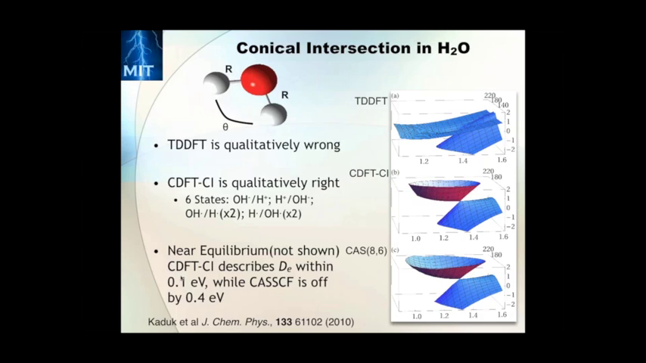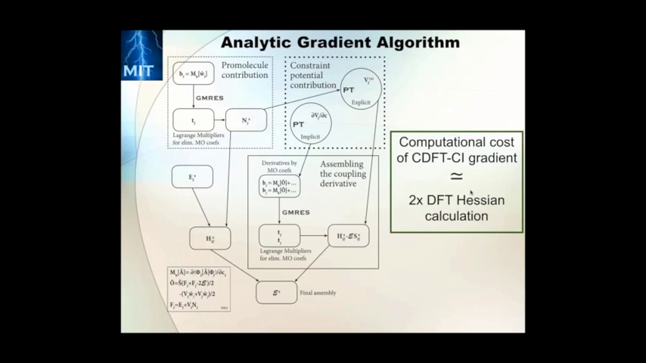And then the other big thing that we put a lot of time into is, okay, well, fine, you can get these energies, but in order to do things like molecular dynamics and to locate conical intersections, you really need to be able to get analytic gradients. And so we've implemented the analytic gradients. This is just a diagram of all the work that it took to do that. But as an informational piece, you can currently do gradients of CDFT-CI, and they are about twice as expensive as computing the Hessian for a normal density functional calculation at the moment.